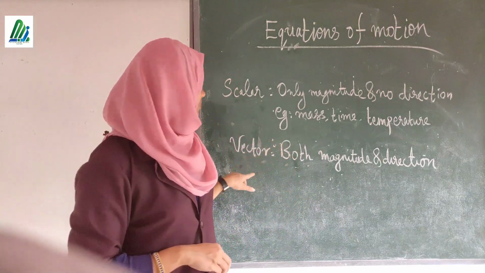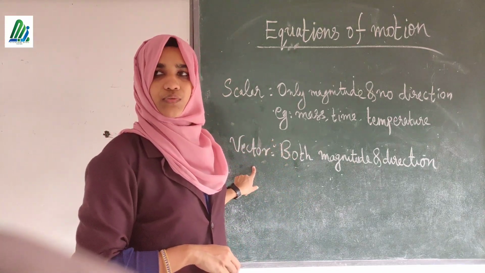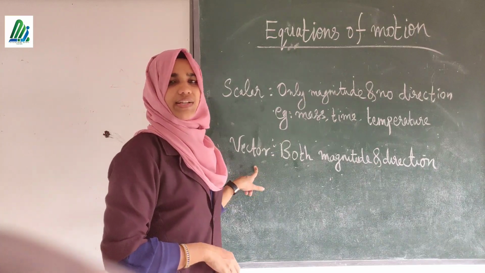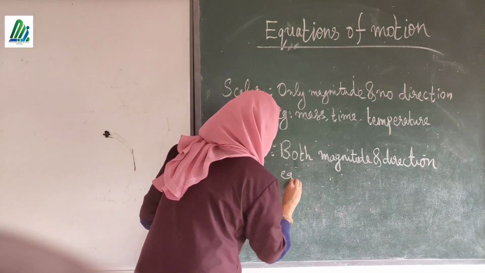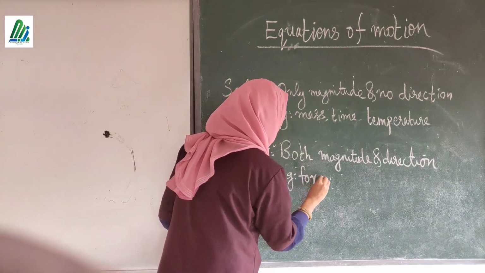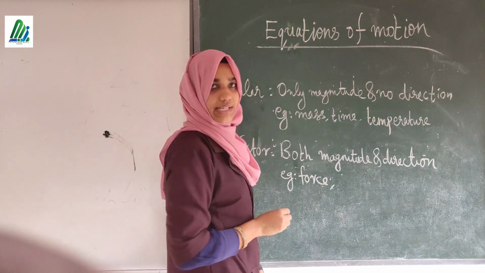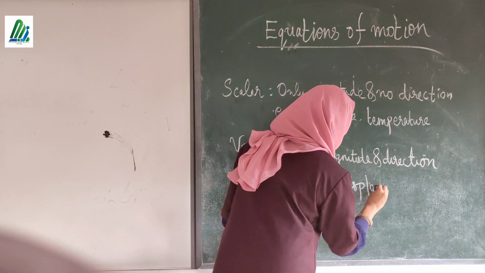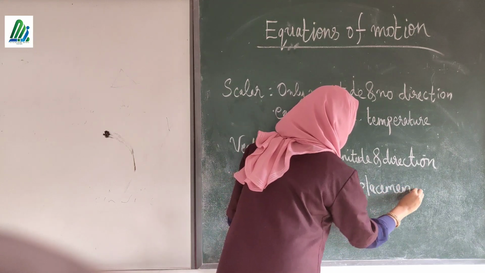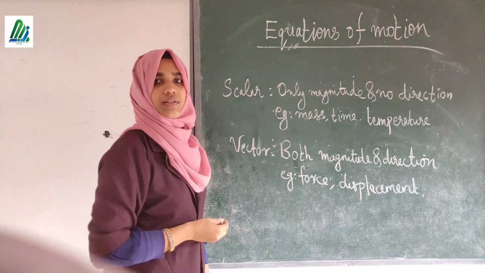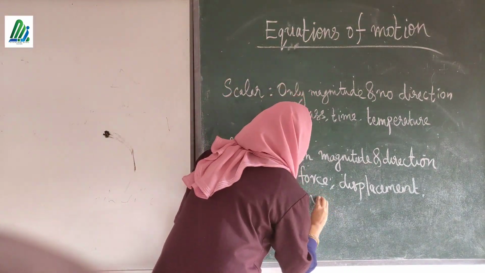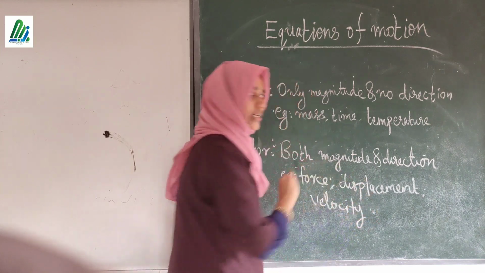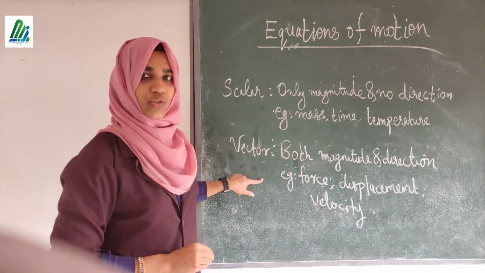Can you give examples for vector quantity? Force, displacement, then velocity, etc. These are the examples for vector quantities.